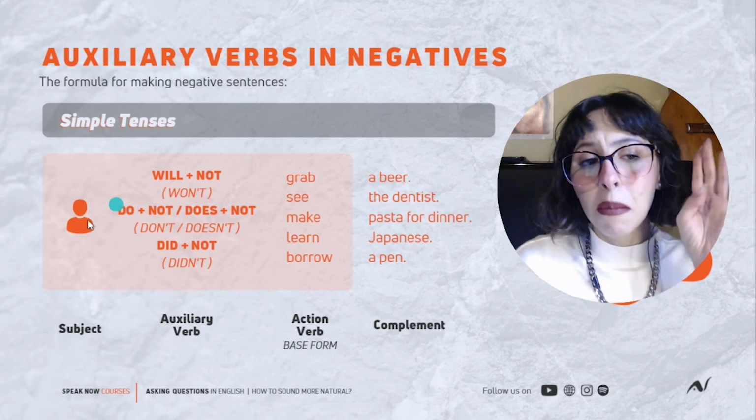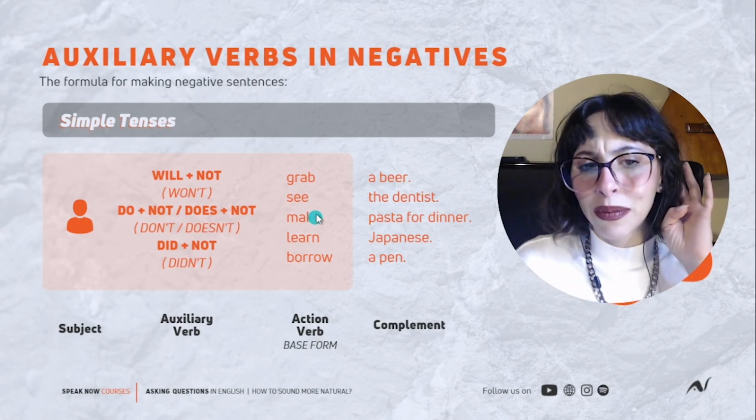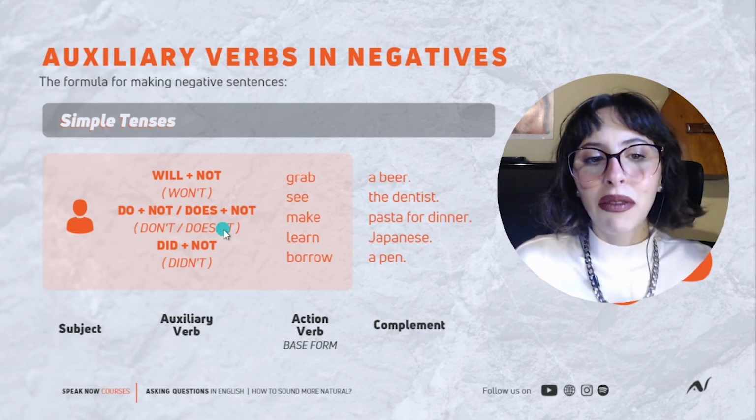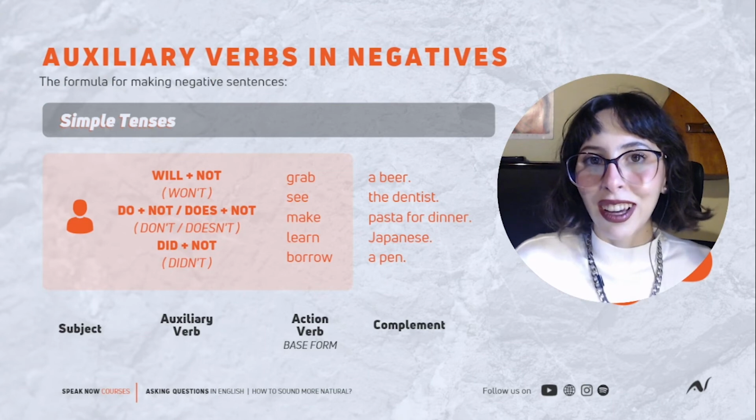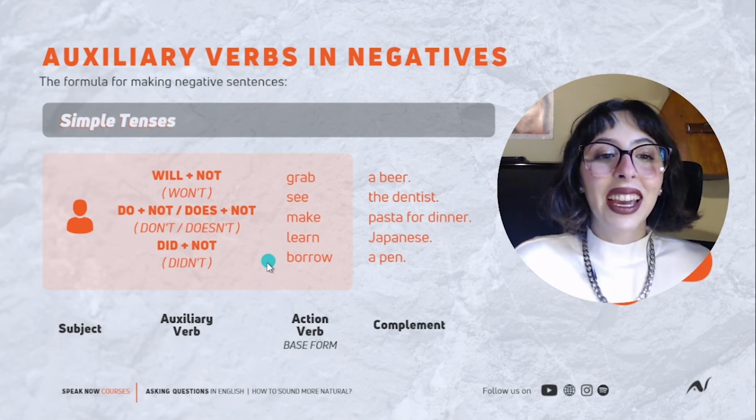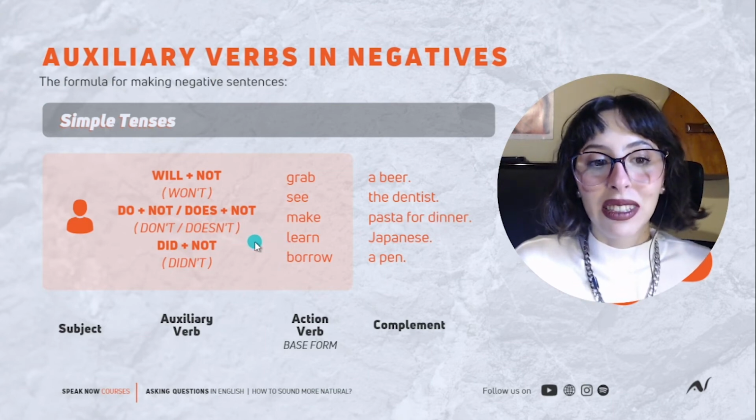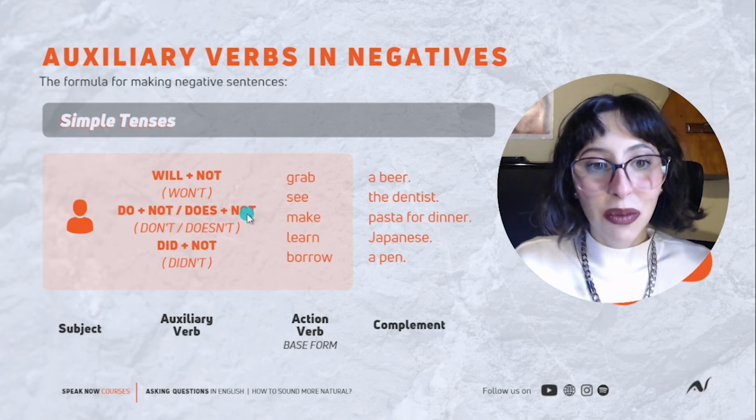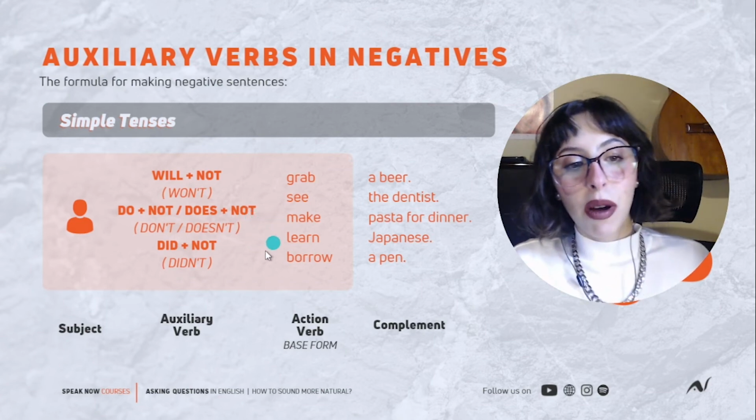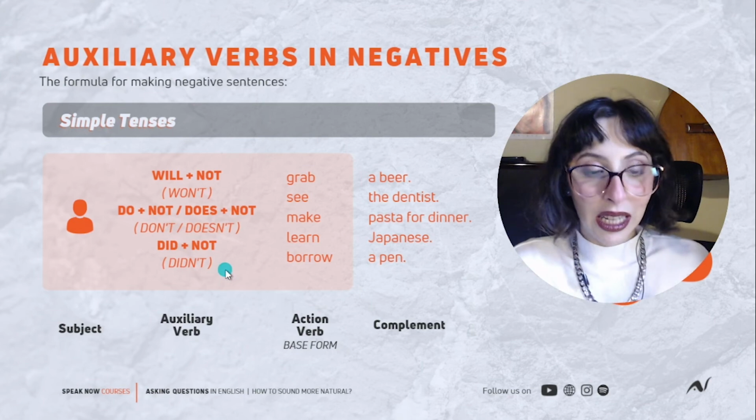Could you repeat that? Okay. My father doesn't see the dentist. Whoa, never? I don't know. He just doesn't. Okay. And this is in the present. I know that it's present because of does. How about did? Let's use did in the negative.